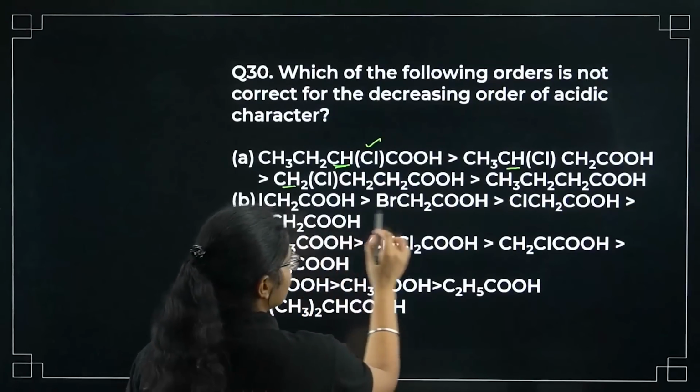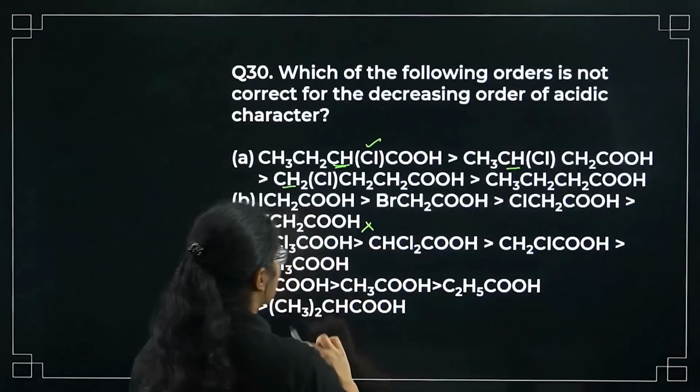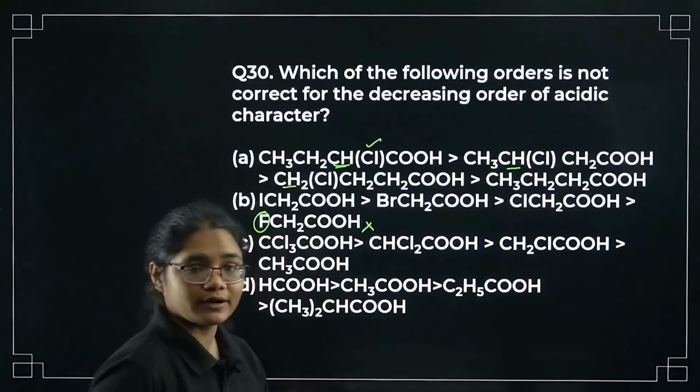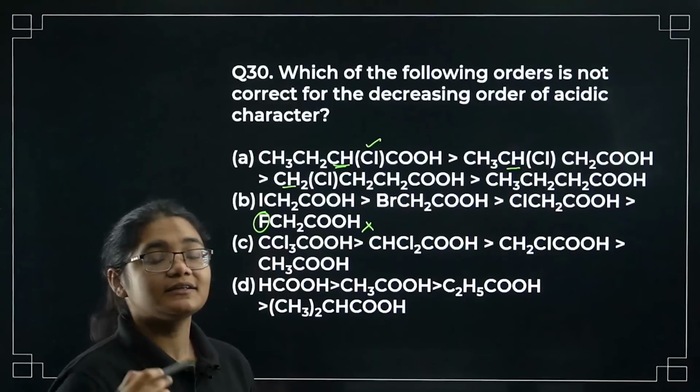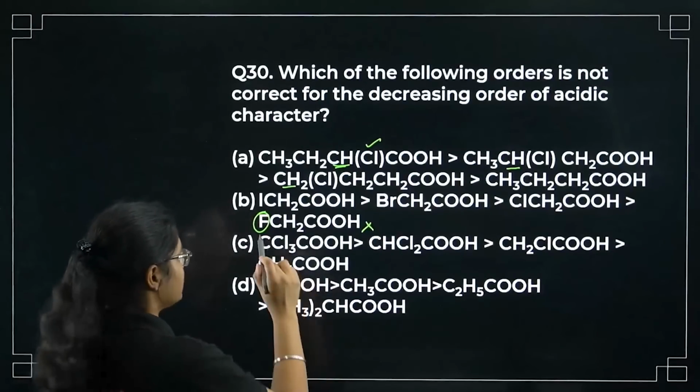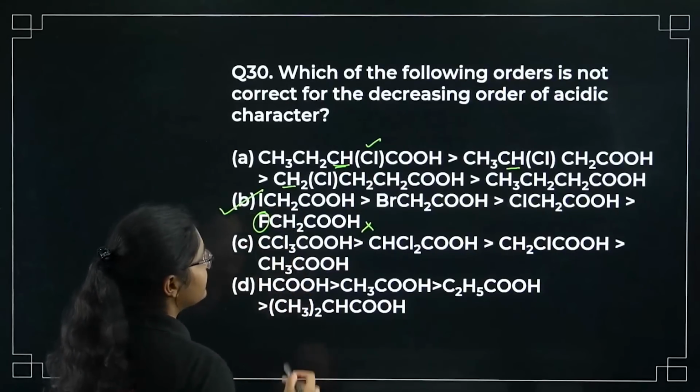Next, I have iodine, bromine, chlorine and fluorine. This is definitely the wrong order. Why? Because fluorine is more electronegative, so it can better stabilize the conjugate base. So fluorine should be highly acidic.